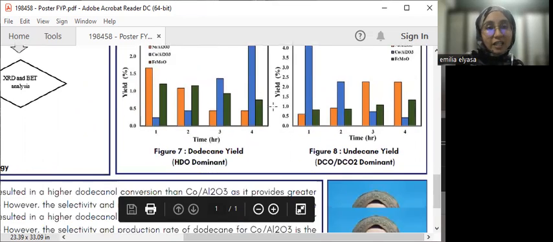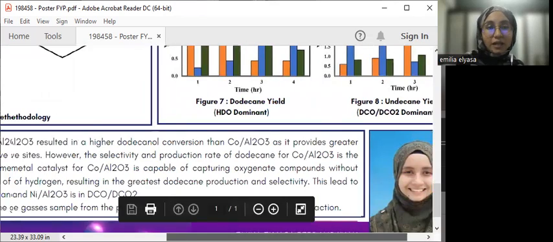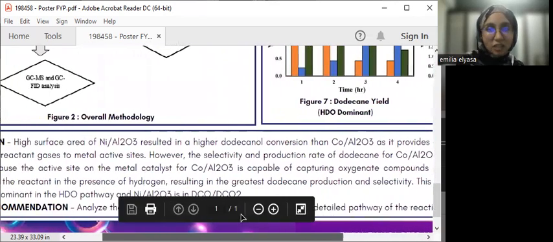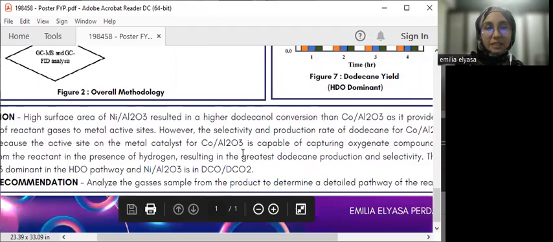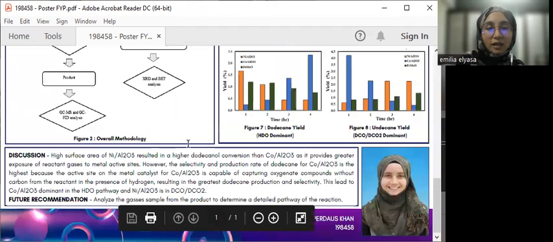In short, it is believed that the applications of cobalt can increase the highest conversion reaction rate toward the lithium for future paraffin production. So for future recommendations, the next study can include analysis of gaseous sample from the product to determine the detailed pathway of the reaction. That is all from me, and thank you.